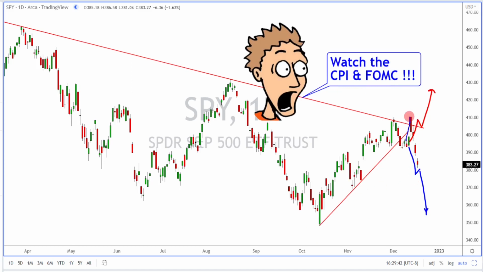Initially, we got the CPI pump, and then it faded. Then we got the FOMC announcement and the press conference from Jay Powell, and then we have the dump. And now it is coming down to this gap here.